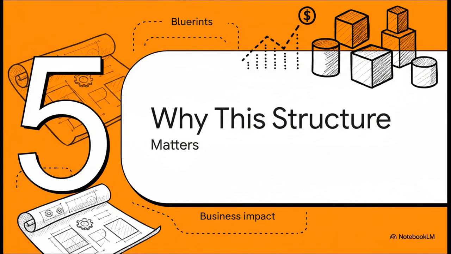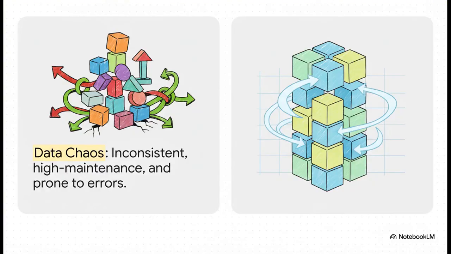So we've covered the what and the how, but now let's talk about the most important question. Why? Why does this structured approach of blueprints and building blocks matter so much for a business? Well, the difference is night and day. Without this system, you've got data chaos. Different teams defining things in different ways, which just leads to errors and a maintenance nightmare. But with this structure, you get data integrity. Standardized components mean consistent fields, and the whole blueprint model is scalable, reusable, and just fundamentally reliable.